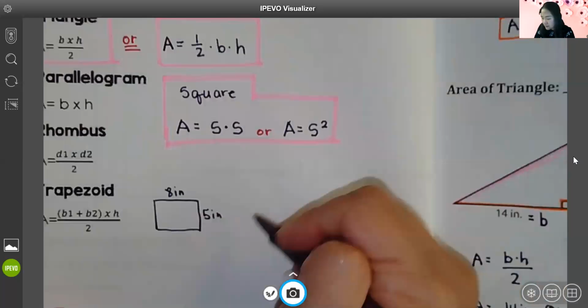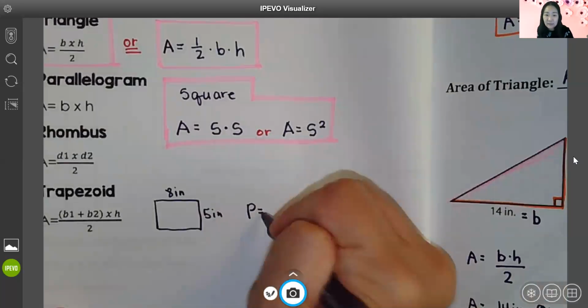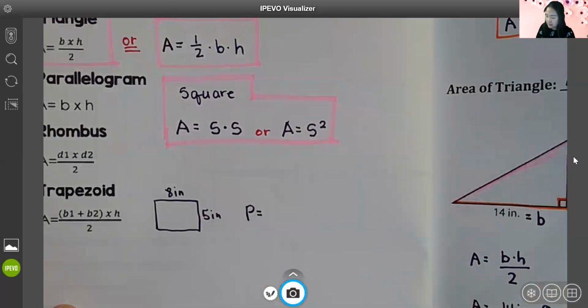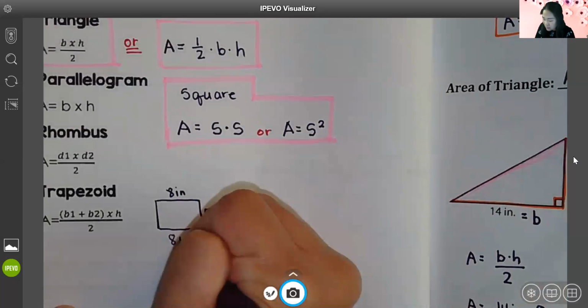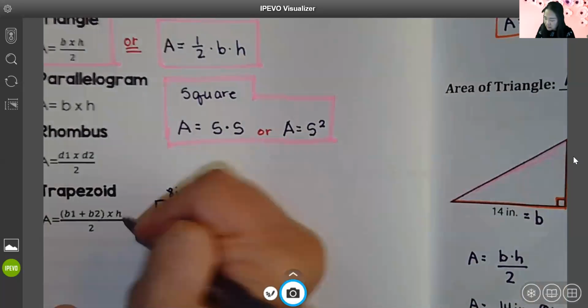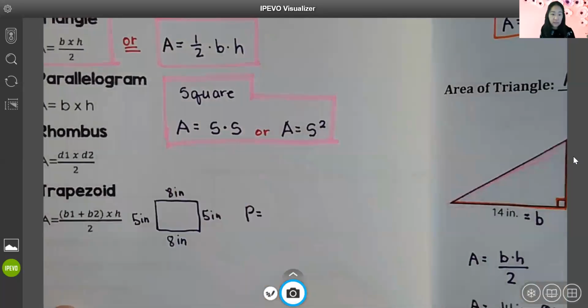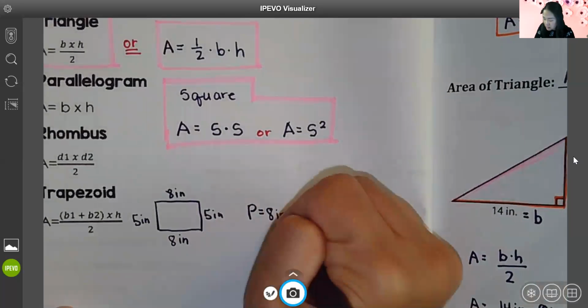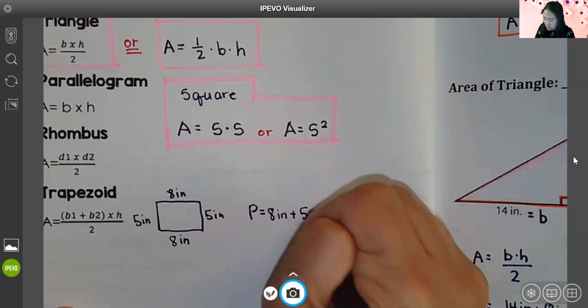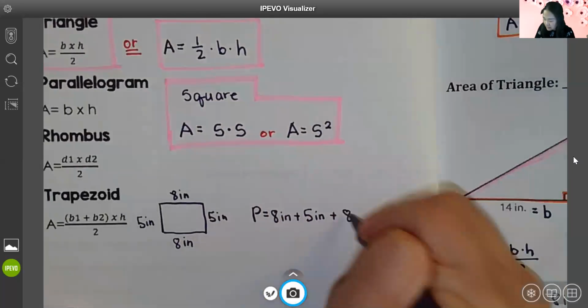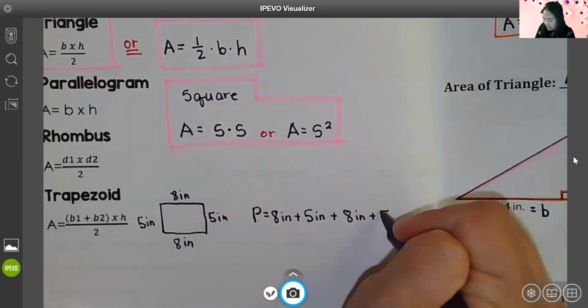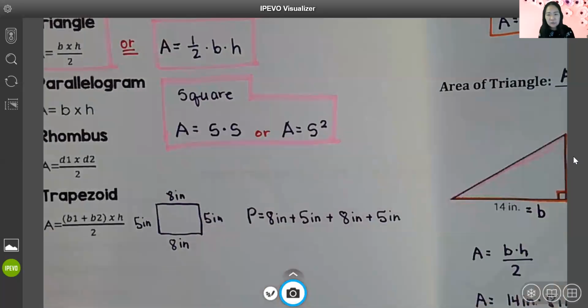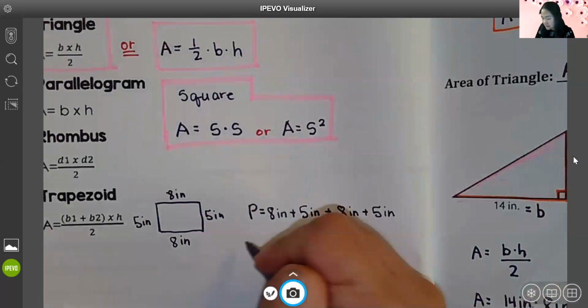The perimeter is adding up all of the sides of a polygon. So you need to know that this is also 8 inches and 5 inches. So you need to do 8 inches plus 5 inches plus 8 inches plus 5 inches, or in any order, just adding all the sides.